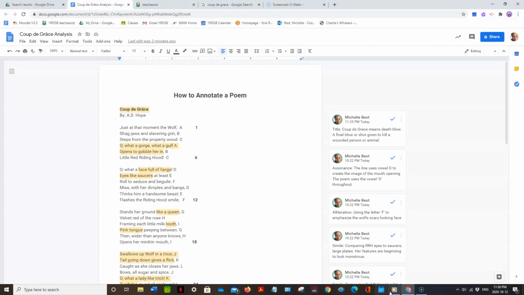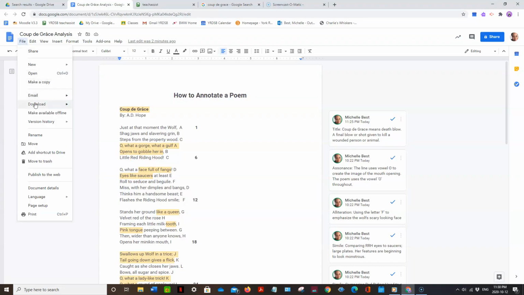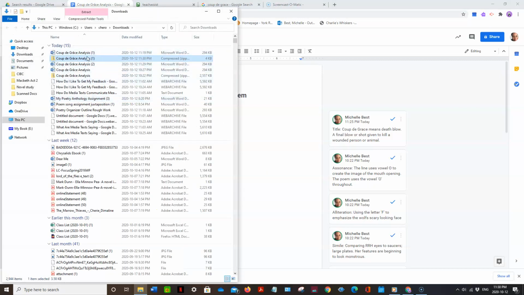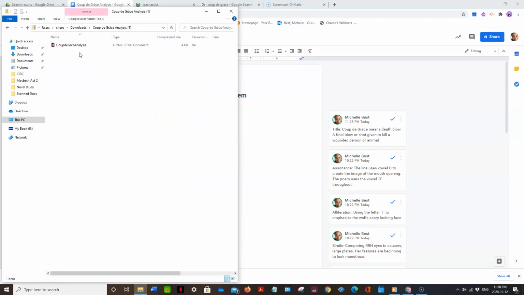So in case you don't have Microsoft Word and you're annotating and want to save your annotations to submit, you would use a different download. You can go to File, Web Page, and it's going to give you a zip file. So I click on the arrow, Show in Folder, and I'm going to open it up, and then I'm going to double click on this.